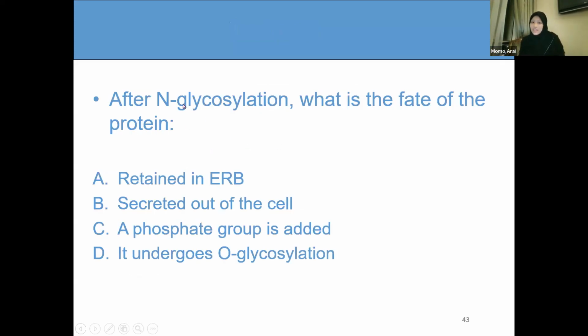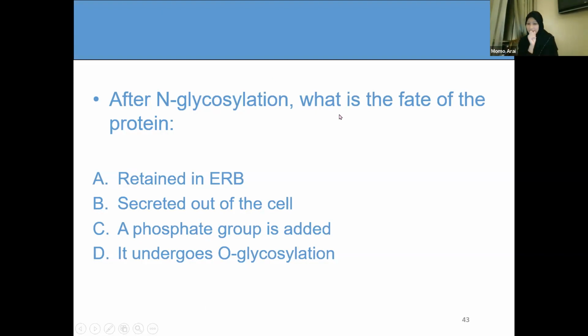For this question, after N-glycosylation that happens in the endoplasmic reticulum, what happens to the protein? It goes out of the cell. All of it goes out of the cell. It doesn't stay forever because it has to do its function, right? A phosphate group is added, it still means this happens in the endoplasmic reticulum. Not all of them will have a phosphate group added. It's only serine, threonine, tyrosine. It undergoes O-glycosylation, unlikely because it's N. So the only correct answer here is B. You can eliminate the rest.